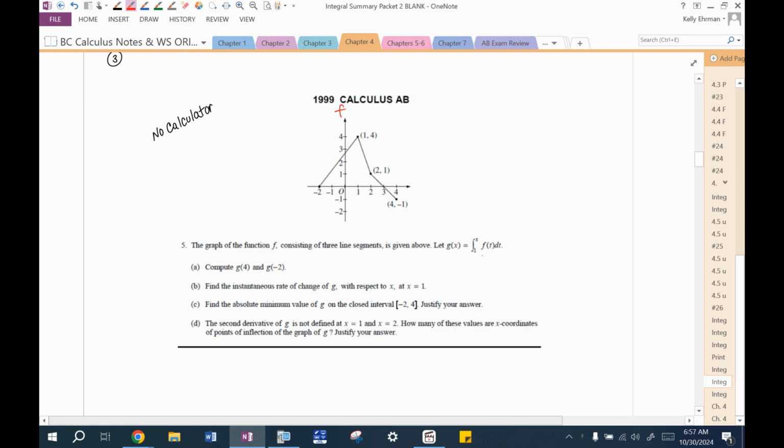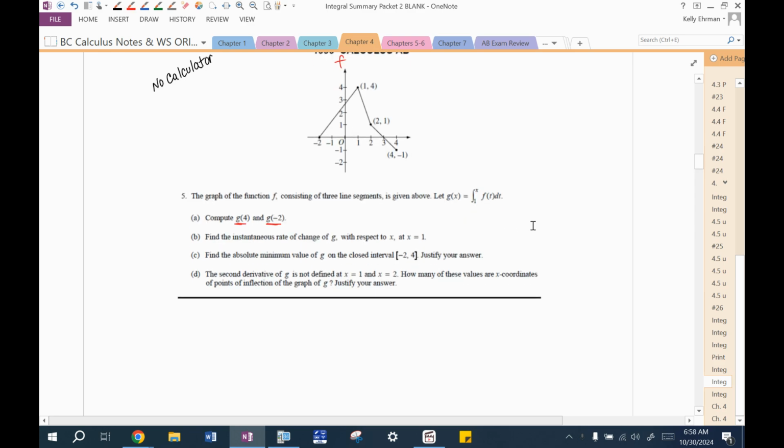Let g be the area from 1 to x. Calculate g of 4 and g of negative 2. Okay, so here's one where we're going to have to pay attention to our bounds. So let's start with g of 4. So what's g of 4 going to equal? It's going to equal the integral from 1 to 4 of f of t dt.